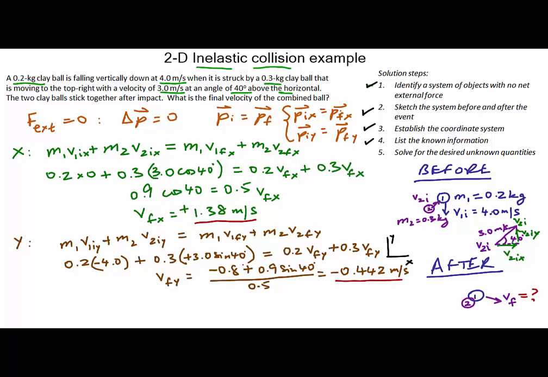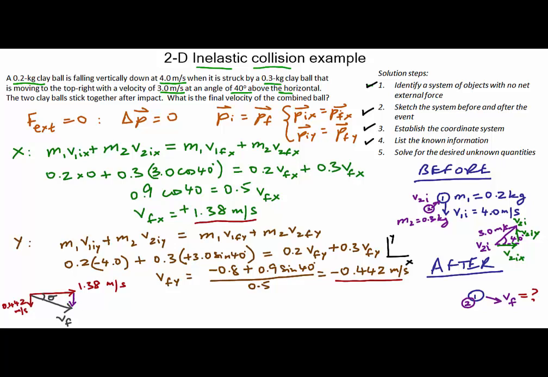We got to find the final Vf. So let me plot them over here. Vfx is 1.38 meters per second. Vfy is minus 0.442 meters per second. So the length would be just 0.442 meters per second. The minus is captured in the fact that I pointed down. And to add these, I got to slide the tail of one of these over to the tip of the other. And there's Vfy slid over. And my Vf is going to be this vector over here. The magnitude would be the length of this. The direction would be this angle theta.